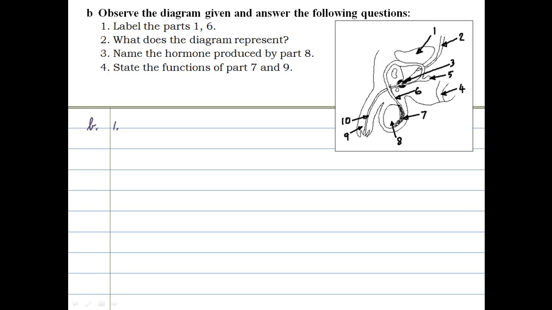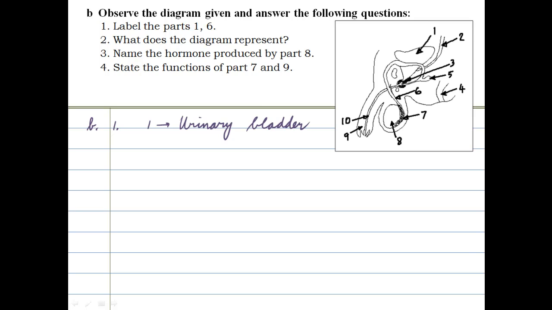B, question 1 says, label the parts 1, 6. It's not 1 to 6. Read your question carefully. It's only asking you to label 2 parts. So label 1, and that's your triangular part that's leading into this. So the triangular part is the urinary bladder. That's very clearly visible in all these diagrams. It has got a very characteristic shape. So look out for that.